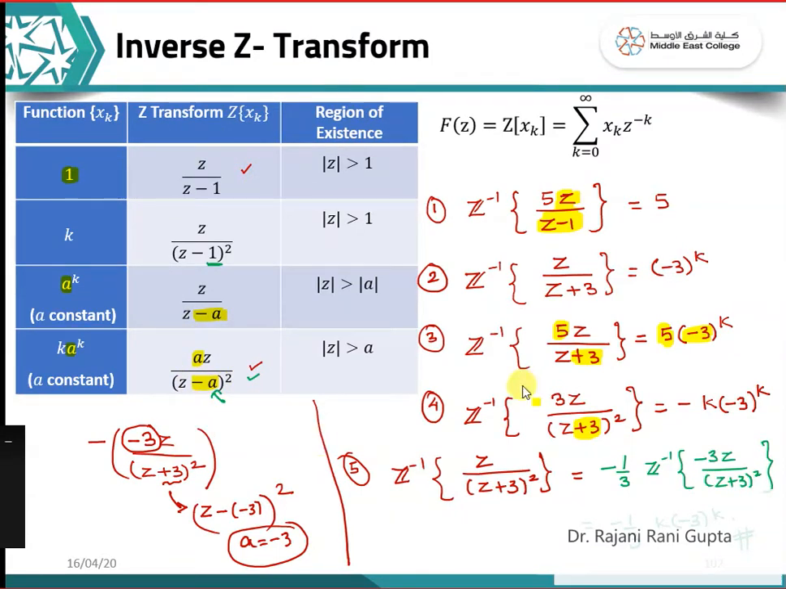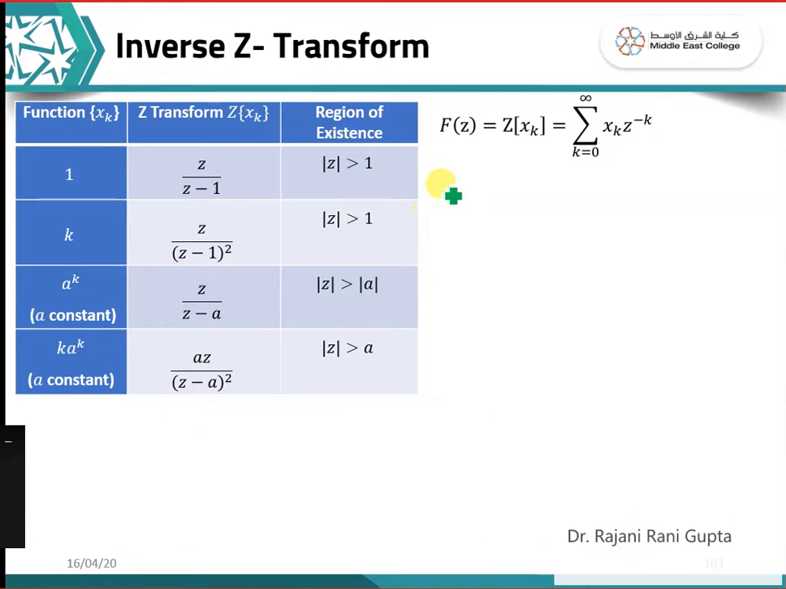That's the idea. Let's move to another kind of questions that can be asked from inverse Z transform. How you will deal with inverse Z transform of, say you have 3z over (z plus 1)(z minus 1)? How you are going to deal with it?